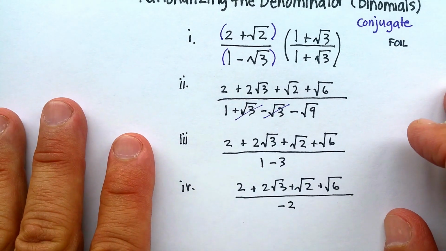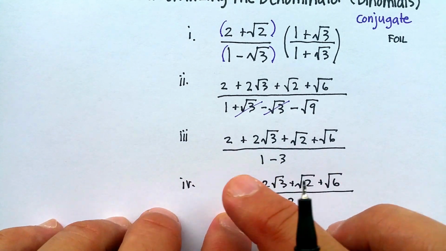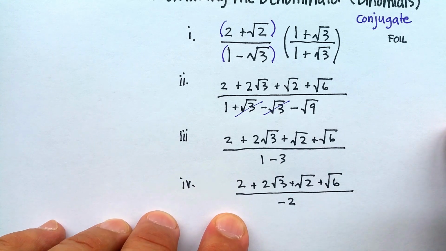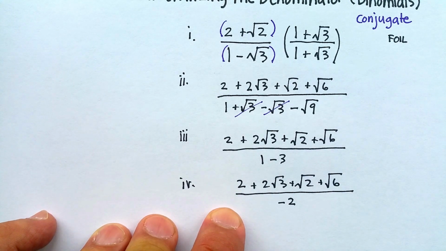And remember that you can actually do equivalent expressions here. I can take that negative, maybe distribute it along the numerator, etc. But essentially this would be a correct answer. Okay, hope that was helpful.